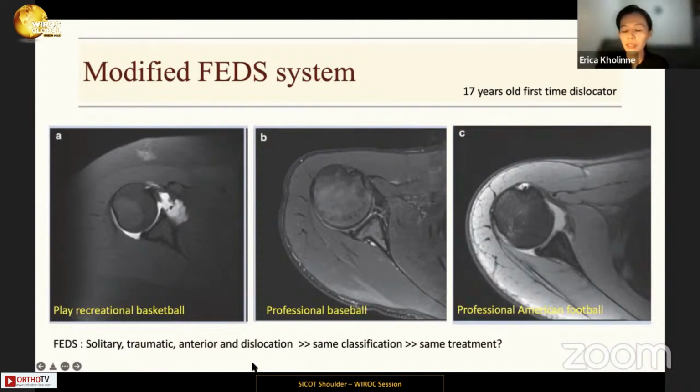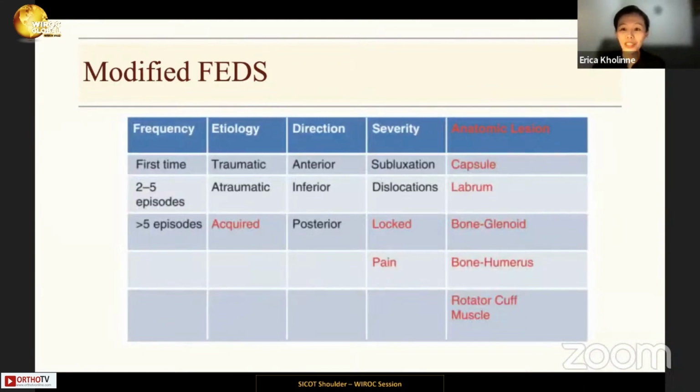If I use the FATS system to classify this instability, it means solitary, traumatic, anterior, and dislocation. They have the same classification. However, most of us, or at least us, will recognize that each case should be treated differently. Perhaps I will vote case A to be likely to improve with therapy. Case B might need a labral repair. Case C might need a glenoid reconstruction. So in light of this, the anatomic lesion should always be considered in the current classification.